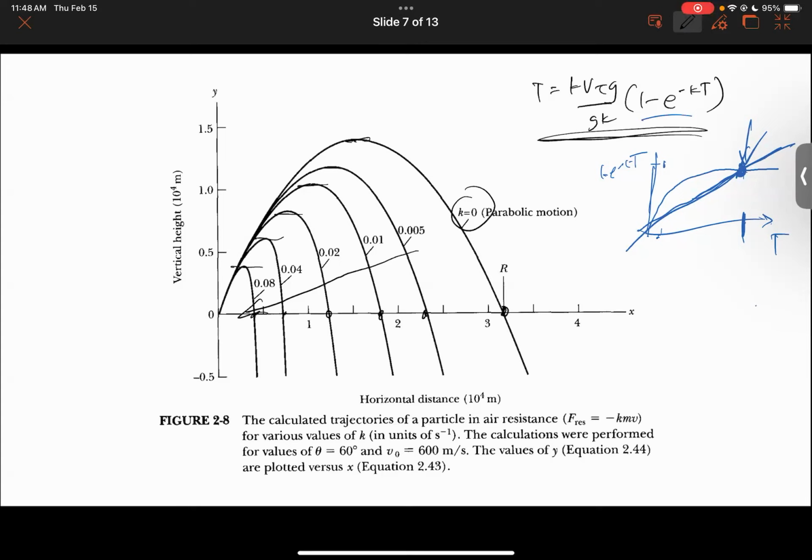At ano pang mapapansin nyo? Dito, it's parabolic. Now, it looks parabolic pero medyo skewed siya, di ba? Skewed to the right. So, nakikita natin yung effect nung air resistance. Ang effect ng air resistance is binababaan niya yung vertical height and then dinidecrease niya rin yung range, but at the same time, binabago niya rin yung trajectory nung particle.